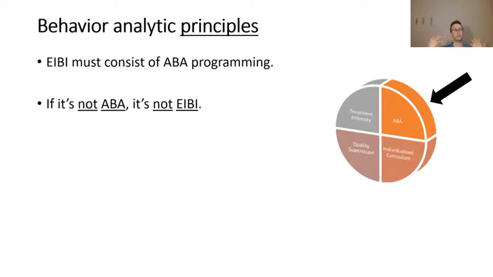If a program that calls itself early intensive behavioral intervention is not using ABA, it's not EIBI, or it's not early intensive behavioral intervention. How do you know if it's ABA? It's ABA if the service or the interventions conform to the 7 dimensions of applied behavior analysis described by Baer, Wolf, and Risley in 1968. That is, they're applied, behavioral, analytic, conceptually systematic, effective, technological, and with generality. If all 7 dimensions are met, then it's applied behavior analysis. If it's ABA, it's EIBI. If it's not, it ain't EIBI.